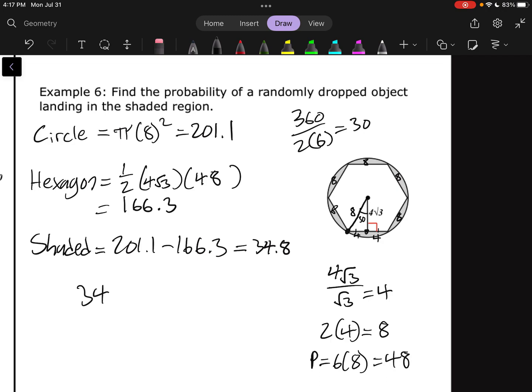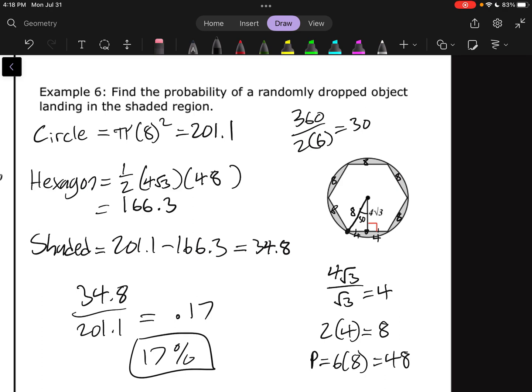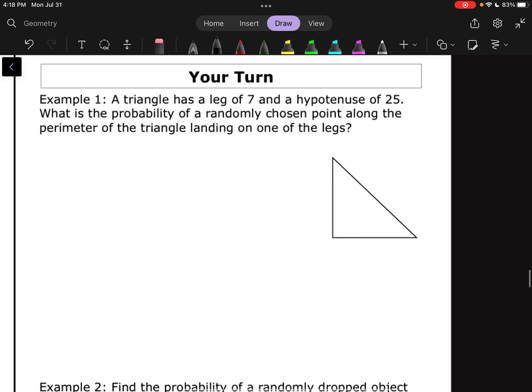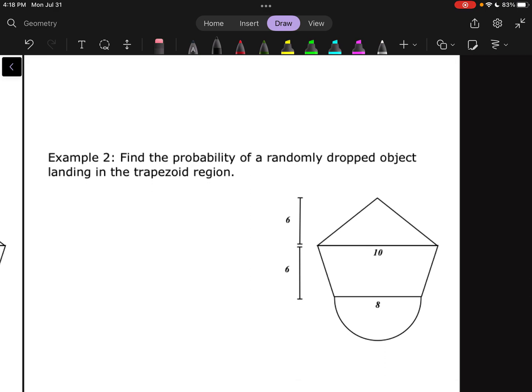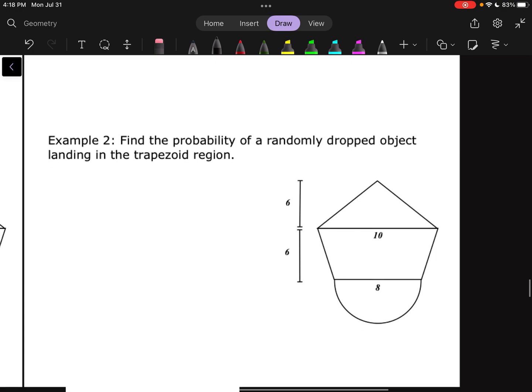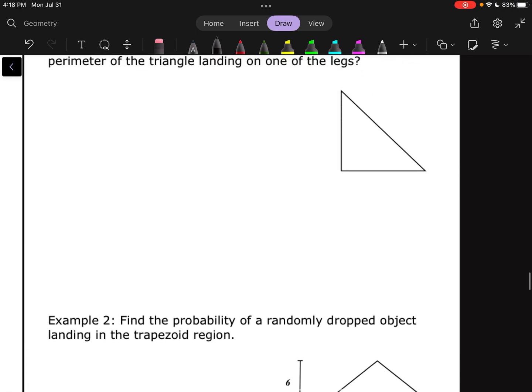And now I can finally do shaded divided by total. 34.8 divided by 201.1, and I'm getting 0.17, which is 17%. All right, so now it's y'all's turn to shine. You got a triangle with a little perimeter, and you've got a big composite shape that you want to land in the trapezoid. So why don't you give those a shot and then come back to see how you did.